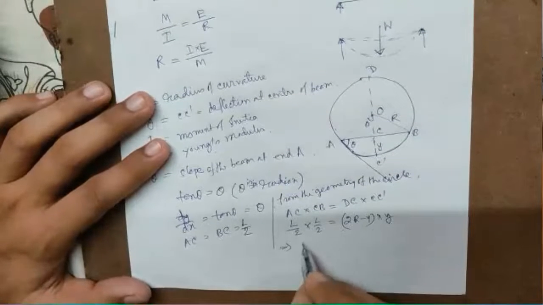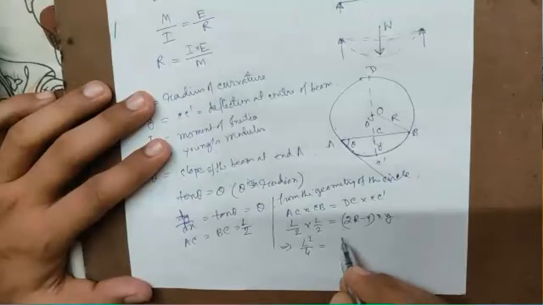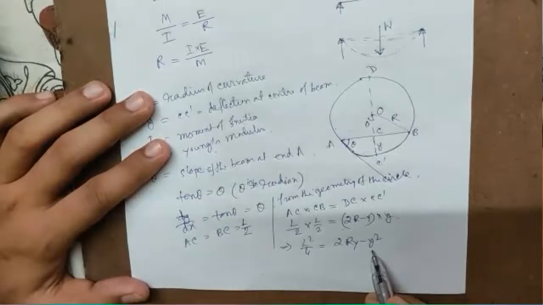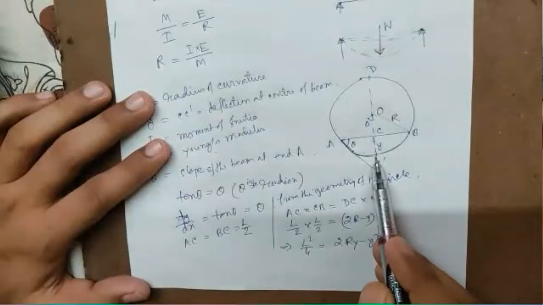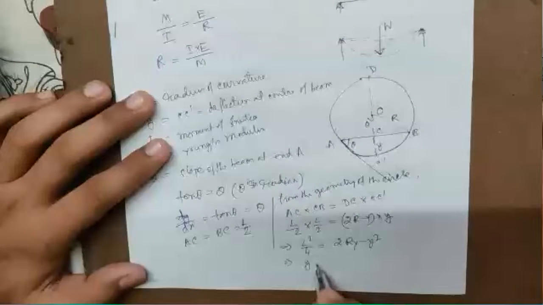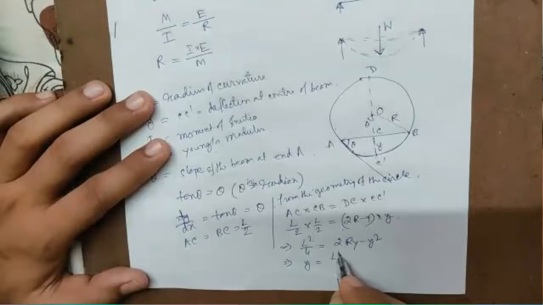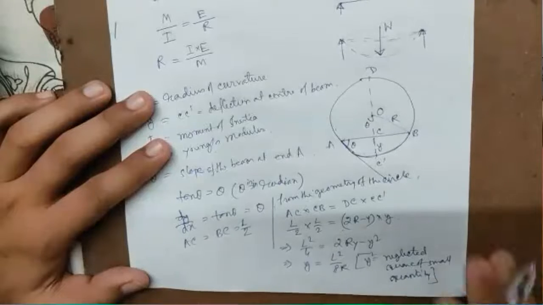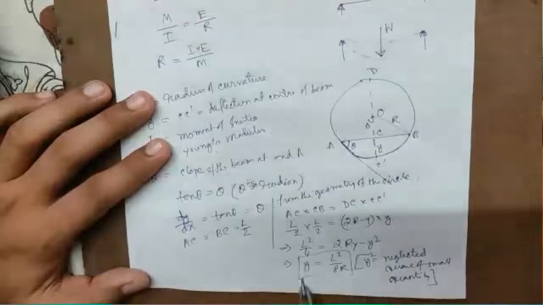So now the equation can be written as L square by 4 is equal to 2R into Y minus Y square. As we have said, for any practical beam, Y is very less. So Y square can be neglected. And from here Y is L square by 8R, where Y square is neglected, being the square of a small quantity. Now we remember Y equal to L square by 8R.